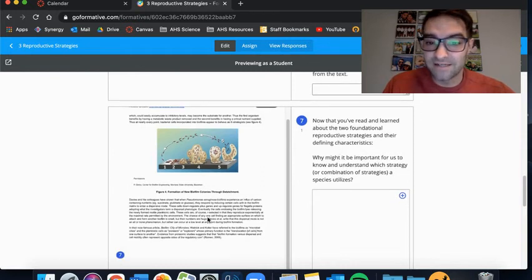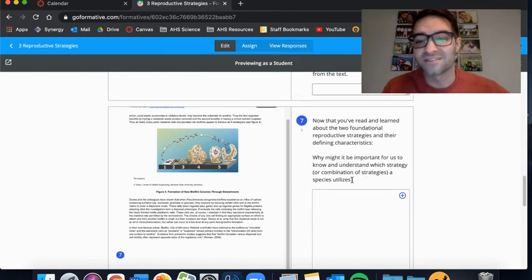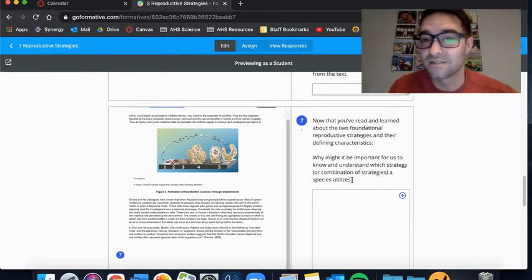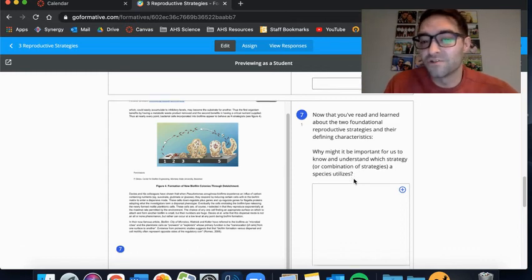That being said, I have a little summary here. You're looking at number 7. Now that you've read and learned about the two reproductive strategies and their defining characteristics, why might it be important for us to know and understand which strategy, or possibly a combination of strategies, a species utilizes? Why would that be important for us to know? Or is it important for us to know? You can argue that.